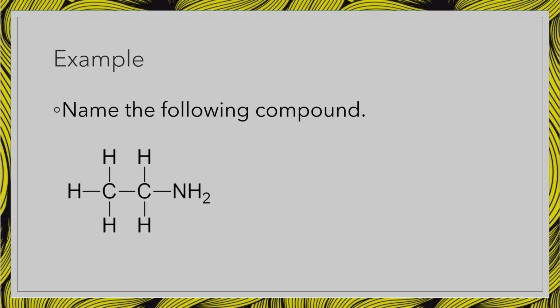So name this compound. Following the same rules as always. Start with the longest chain. It's 2. Nice and easy. We can see that there's an NH2 and there's nothing else. So this is going to be nice and simple.